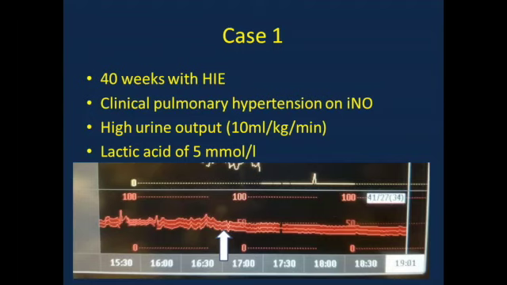Lactic acid was 5 millimole per liter. And you have the blood pressure here. The trend of the blood pressure, as we explained in this graph before, is going down with maintained pulse pressure.